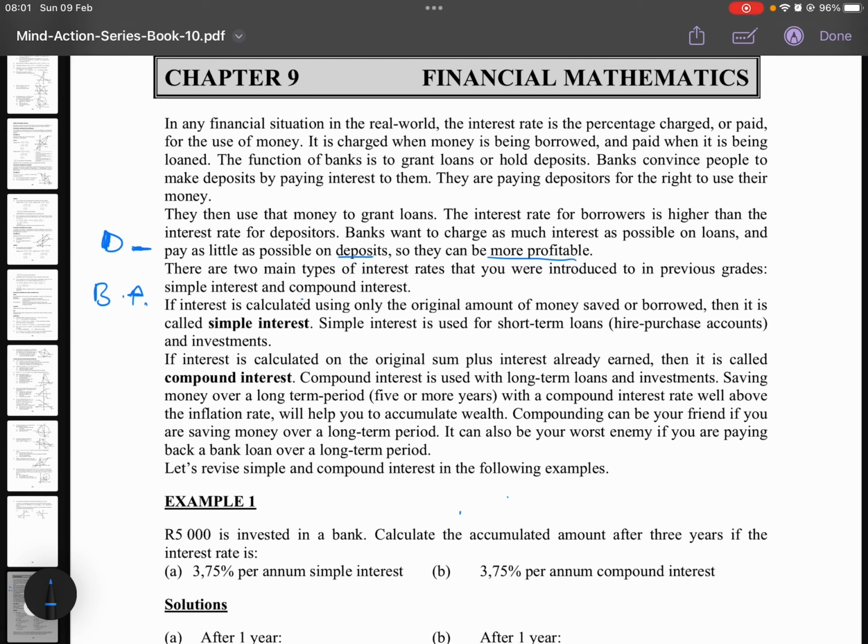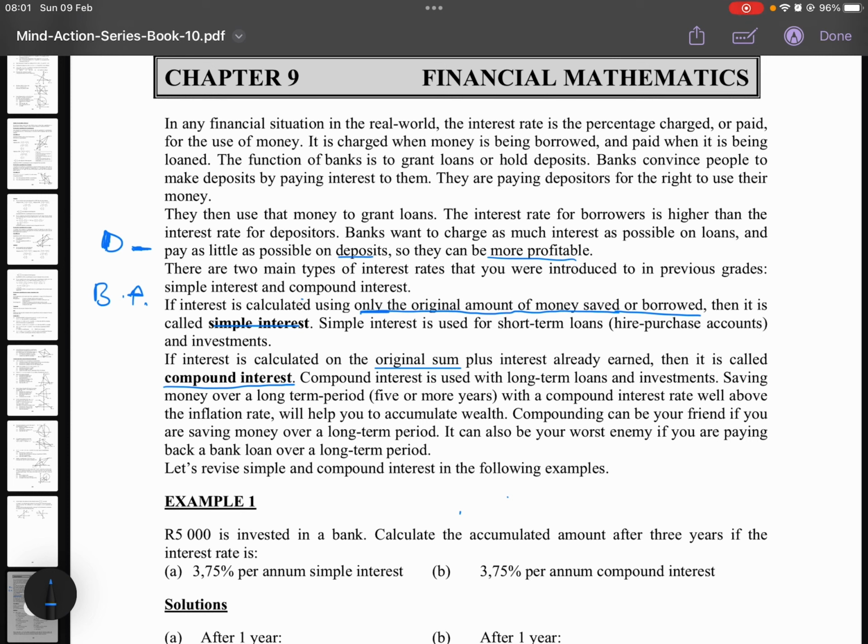So there are two main types of interest rates that you were introduced to in the previous grades. Hopefully you were, but if you were not, don't worry. We will definitely make it make sense to you as well. If interest is calculated using only the original amount of money saved or borrowed, then it is called simple interest. If the interest is calculated on the original amount plus interest already earned, then it is called compound interest. That's the only difference between the two, compound and simple interest.